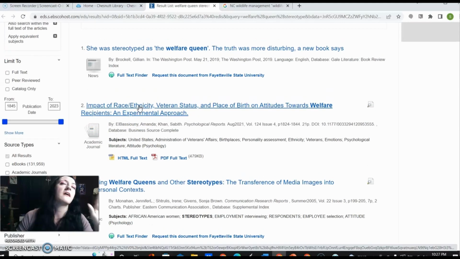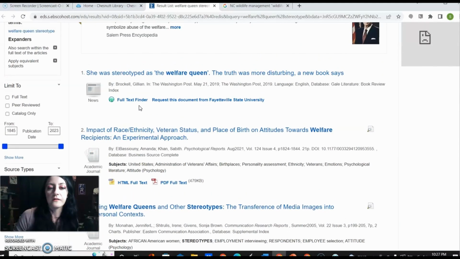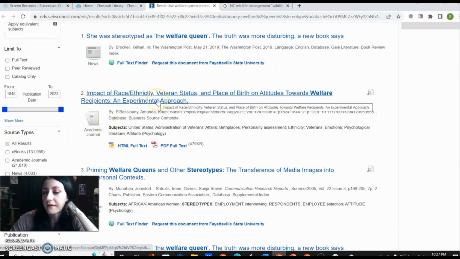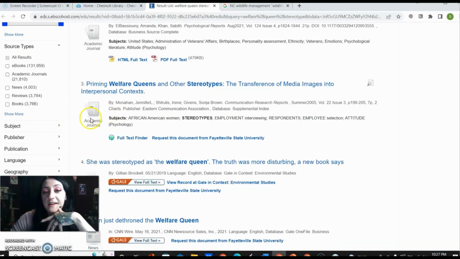Now, the one thing you should know when using the library resources is it'll go ahead and tell you what type of source it is. So this is a news article. It's not an academic article. Hey, this one is an academic journal, right? And it talks about these things. This one's an academic journal, right?